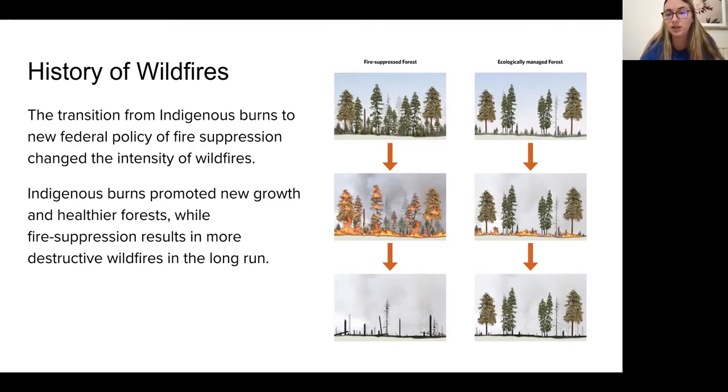So we can actually see the difference in these two forest management strategies in these photos that I have on this slide. First we'll take a look at what happens as a result of a fire suppression policy. This first photo shows us a forest that has been managed using the fire suppression policy. So no intentional burns have been set here. We can see that there's lots of vegetation on the forest floor and that the forest is very dense.